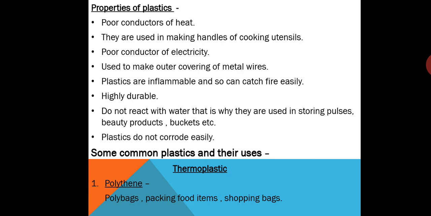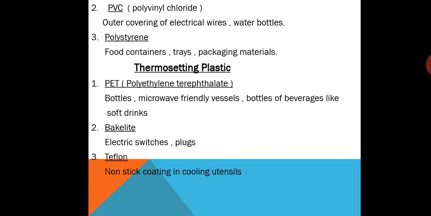Some common examples of plastics and their uses. Let us first talk about thermoplastic. The examples of thermoplastic are polyethylene, which is used for making polybags, packing food items and shopping bags. PVC, polyvinyl chloride, which is used for making the outer covering of electrical wires and water bottles. Polystyrene is used for food containers, trays and packaging material.